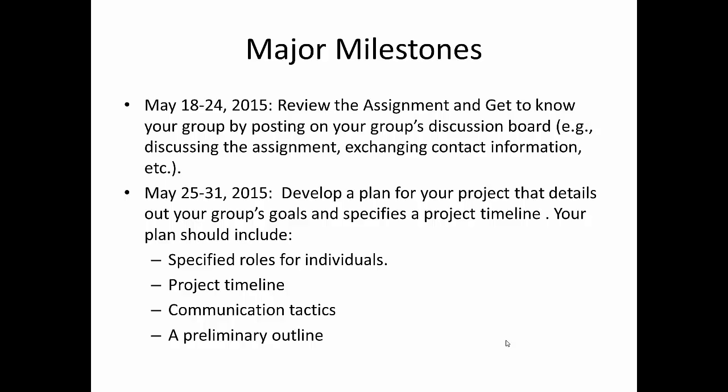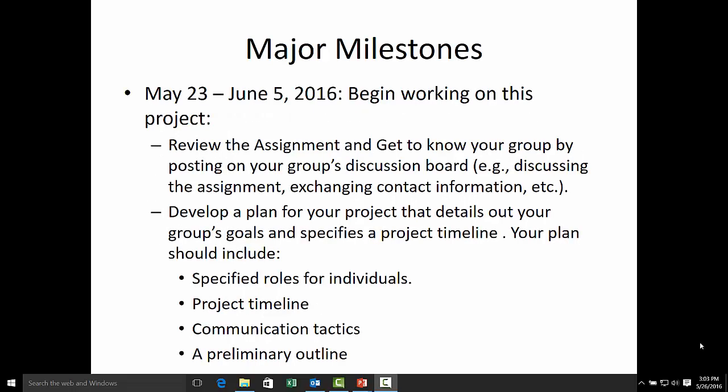And finally, in your project plan, you should get together a preliminary outline. Based on what you've read in the book on this topic, what do you think the major sections of the paper will be, and who's going to cover each one of those sections?